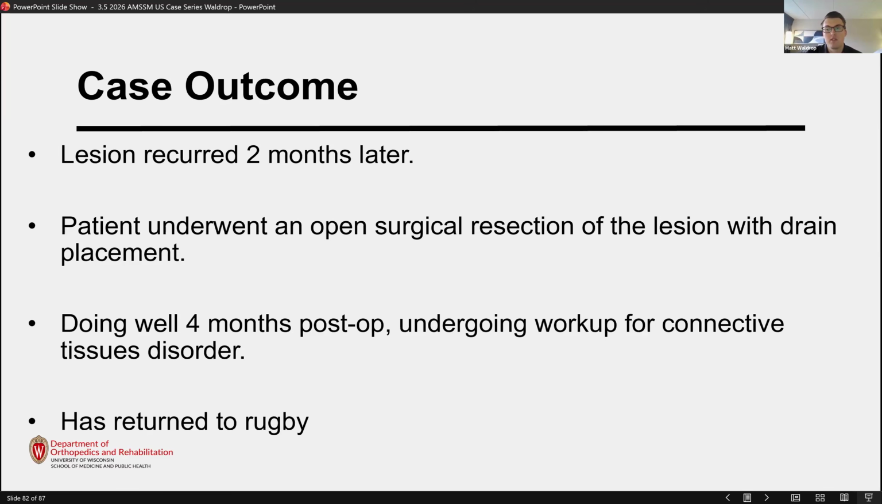the lesion. She is also undergoing a workup for a connective tissue disorder just because of the recurrent nature of the lesion, history of a Morel-Lavallée lesion on the contralateral side years ago that resolved with conservative measures. But in the meantime, she has just recently returned to playing rugby, and so far, so good.